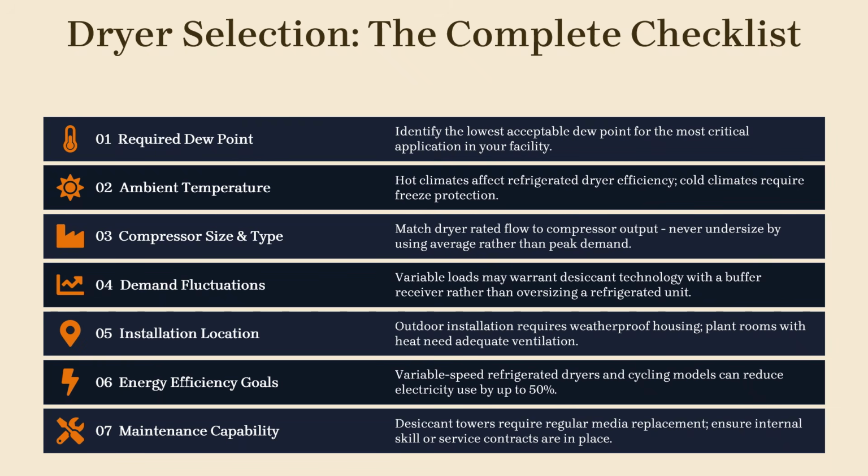Engineers must also consider compressor size, demand fluctuations, installation location, and maintenance capability. In some systems, varying air demand may favor desiccant technology instead of oversized refrigerated dryers. Energy efficiency is another major factor. Modern cycling and variable speed dryers can significantly reduce electricity consumption while maintaining stable operation. A properly selected dryer improves reliability, minimizes downtime, and reduces long-term operating costs.